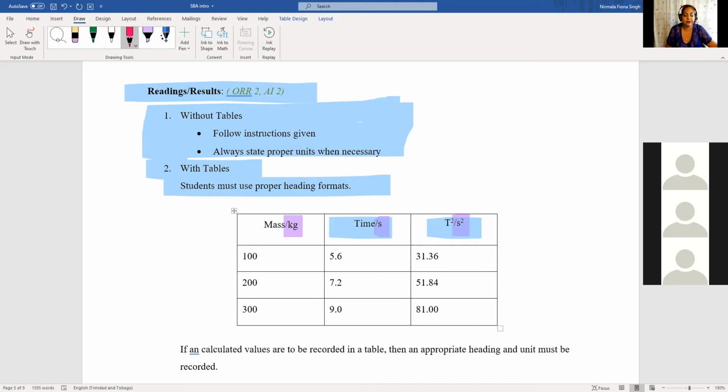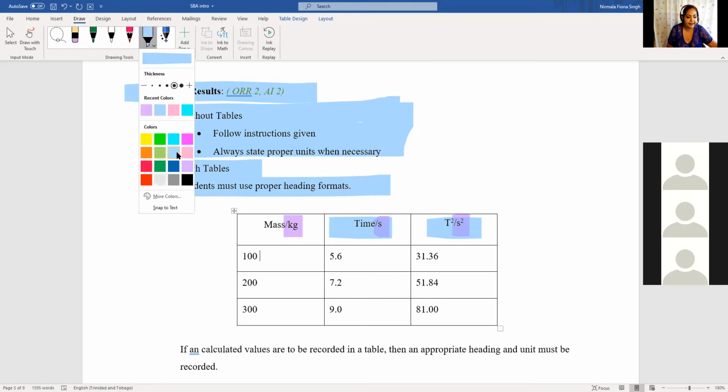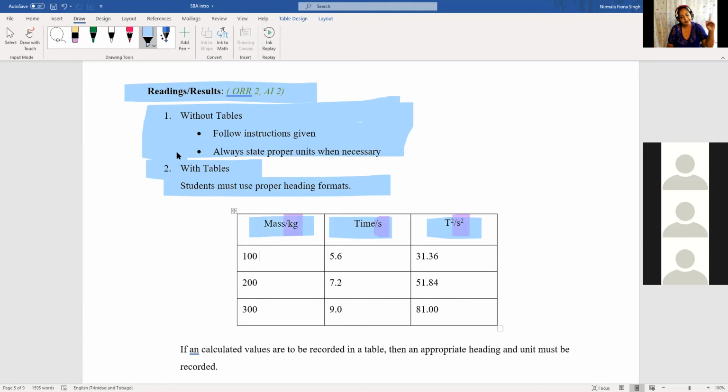So I always will give you the proper headings at CSEC level. I will give you all the headings needed at the CSEC level for your table. At CAPE, you kind of had to figure out some on your own.